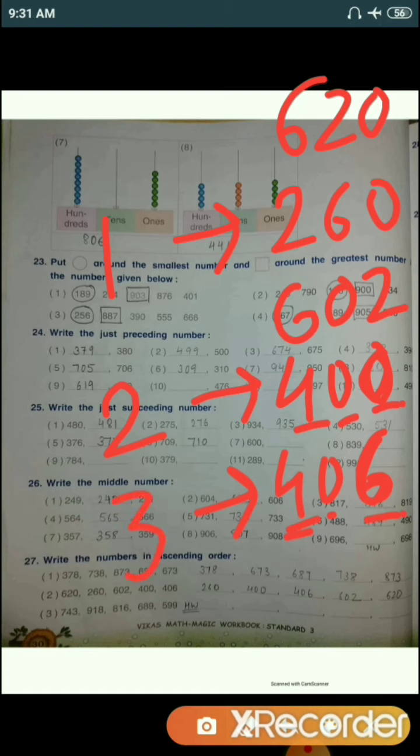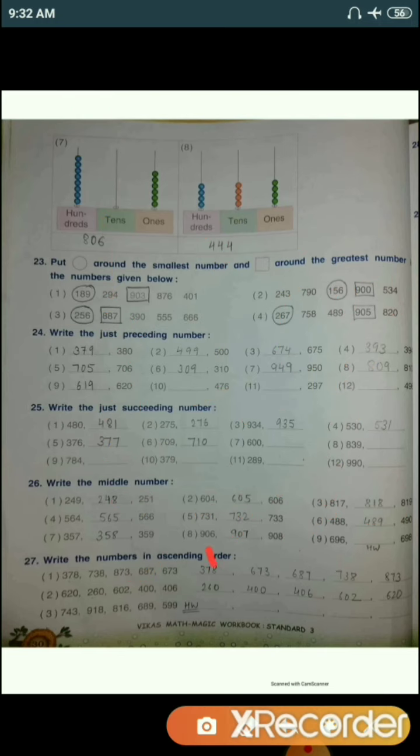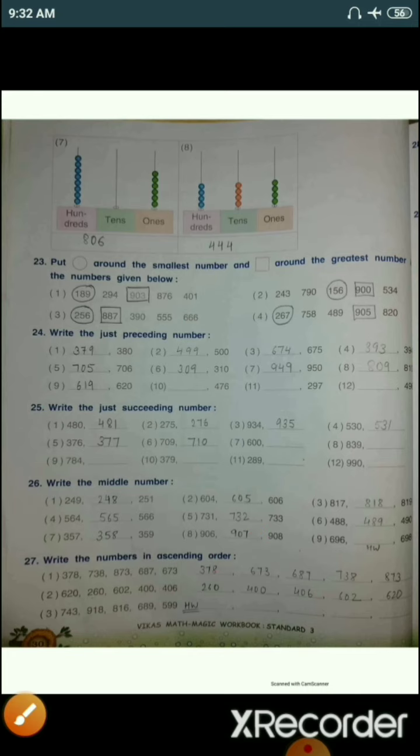After that, again 6 and 6 is given, so we'll concentrate on the second digit. In the second digit, 2 and 0 are given. Which one is the smallest? This. So we'll put rank 4 here and rank 5 here. So with the help of this we can solve ascending order in number form.